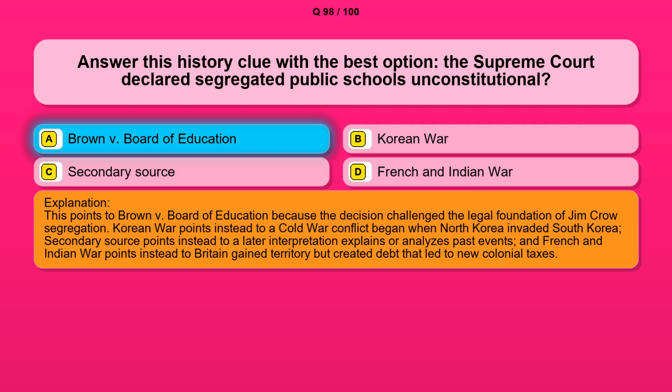This points to Brown v. Board of Education because the decision challenged the legal foundation of Jim Crow segregation. Korean War points instead to a Cold War conflict began when North Korea invaded South Korea. Secondary source points instead to a later interpretation explains or analyzes past events, and French and Indian War points instead to Britain gained territory but created debt that led to new colonial taxes.